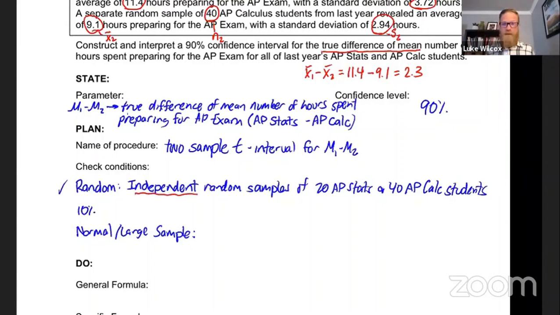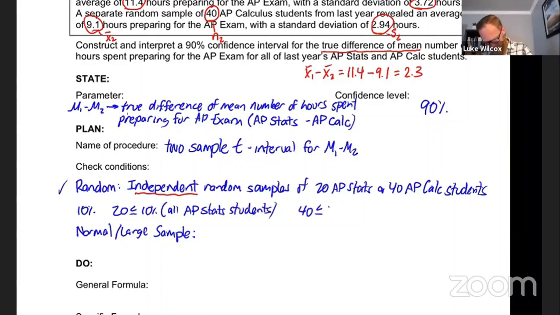All right, 10% condition, sampling without replacement, both of the samples, got to check twice here. We already did it for AP Stats, but let me just record that. 20 was less than 10% of all AP Stat students. But now we need to also check the 10% condition for the AP Calc students. So 40 less than or equal to 10% of all AP Calc students. So our 10% condition is satisfied here.